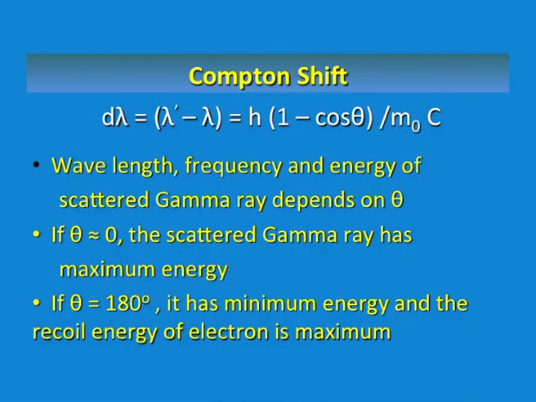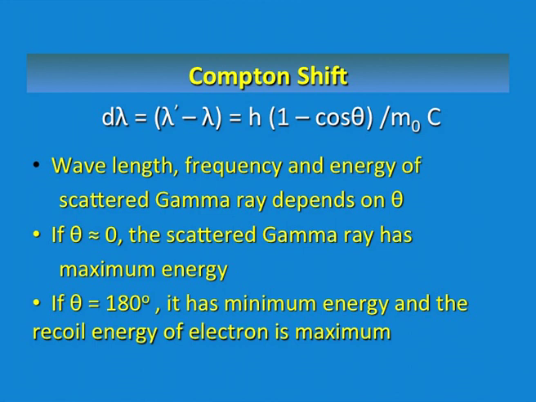Now, the Compton shift we can relate with theta by the relation d lambda equals lambda dash minus lambda, which is equal to h into (1 minus cos theta) divided by m0 c. The wavelength, frequency and energy of scattered gamma rays depend on theta. If theta is equal to 0, the scattered gamma ray has maximum energy.